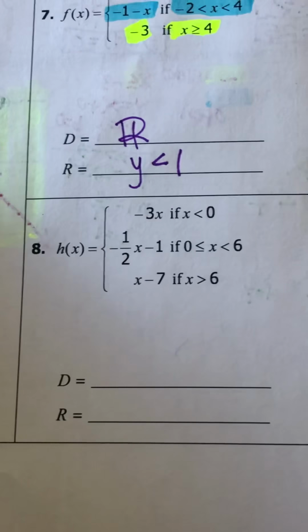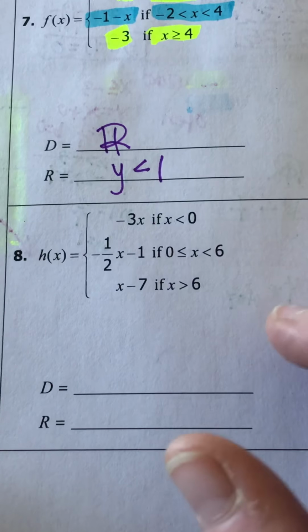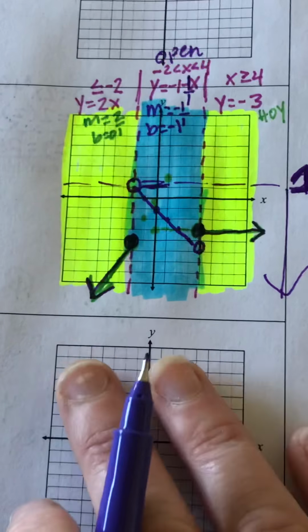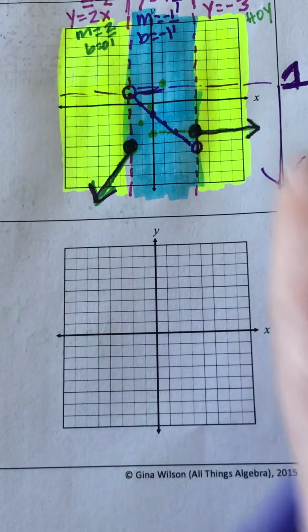Okay, that is it for the odds. If you want to do the evens, you can. They're just 3 separate lines. Split your graph and graph them one at a time and only connect the dots where they belong. Okay, that's it.